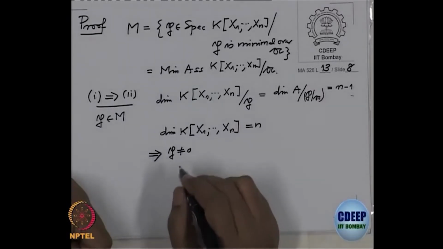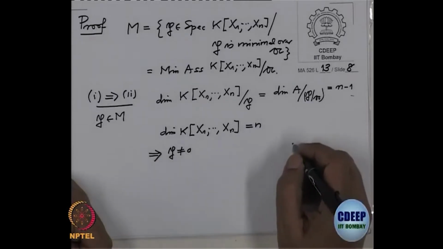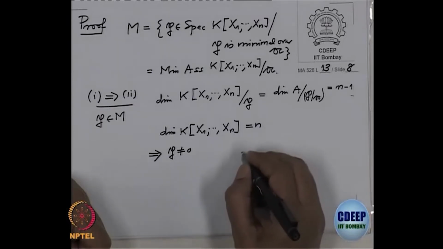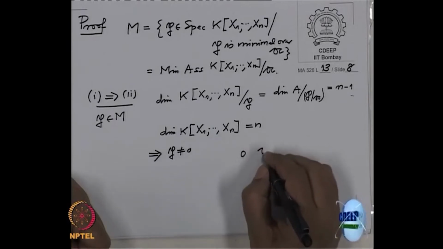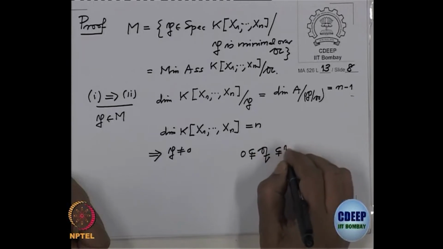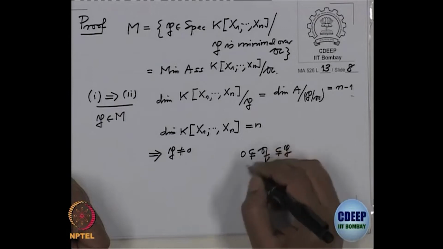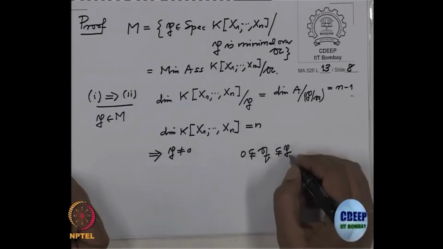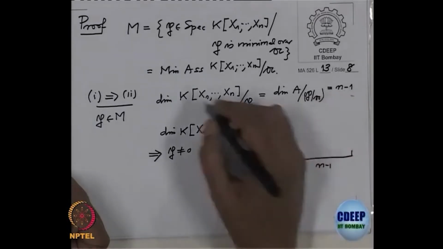Not only that, P has to be minimal among non-zero prime ideals, because if not, what will happen? If P is not minimal among non-zero prime ideals, that means P contains some non-zero prime ideal. Then 0 is a prime ideal in k[x1, x2, ..., xn], and another q will be there, and P will contain that q. So there will be a q in between, and now this length, I know it is n minus 1, because the dimension is n minus 1.